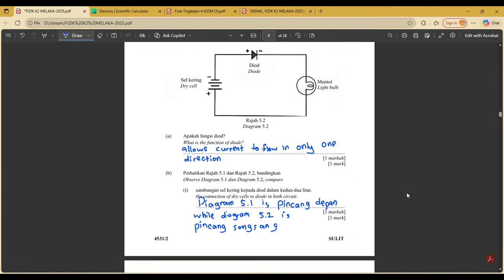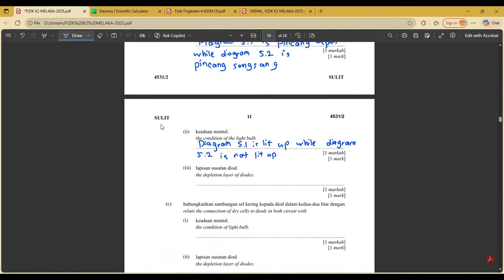The depletion layer of diode. The depletion layer is the thing in between, right? The PN. Normally it would be thin, but if it's reverse bias, it would be thick. It's plus minus here, minus plus here.